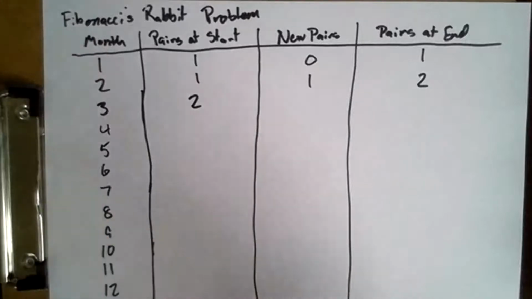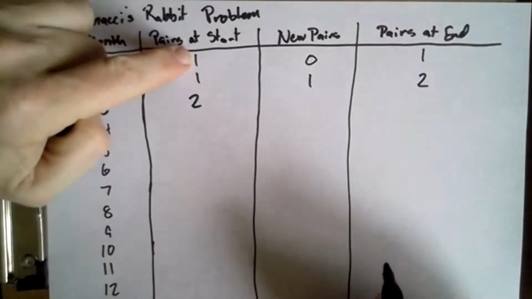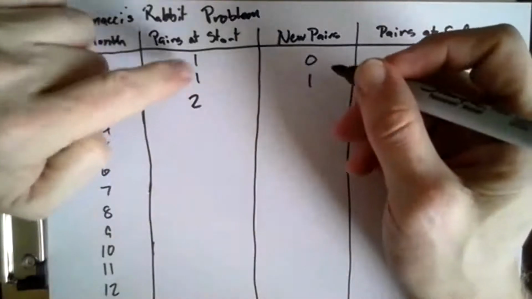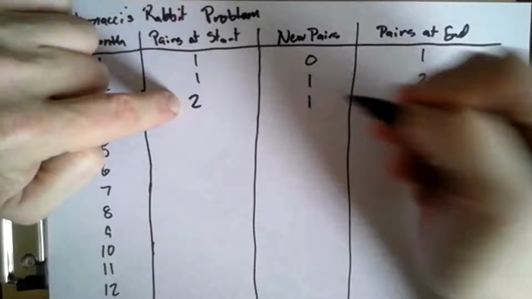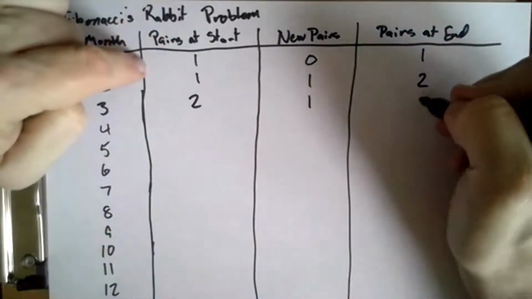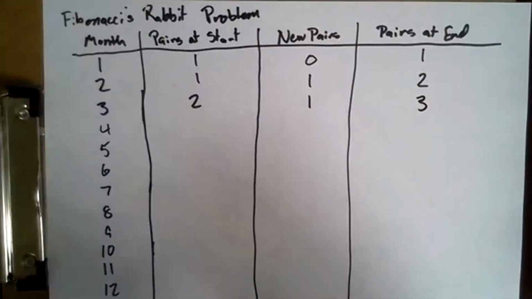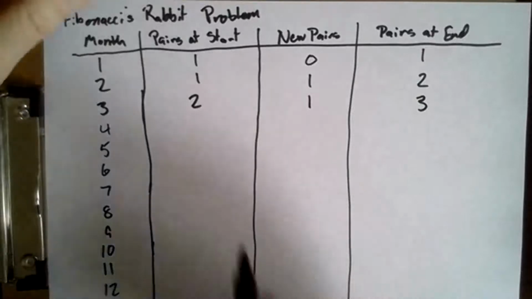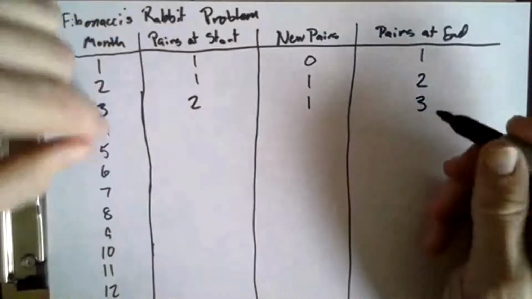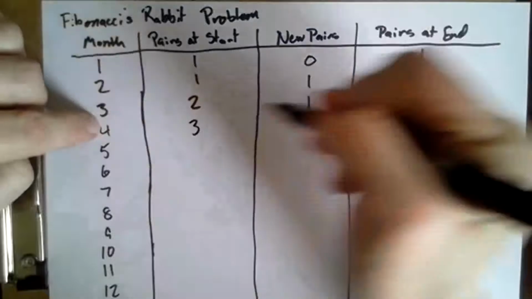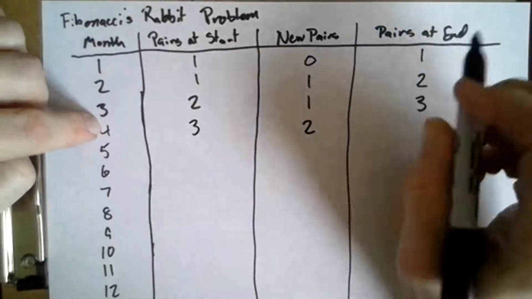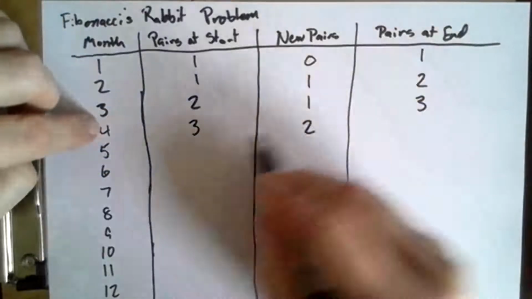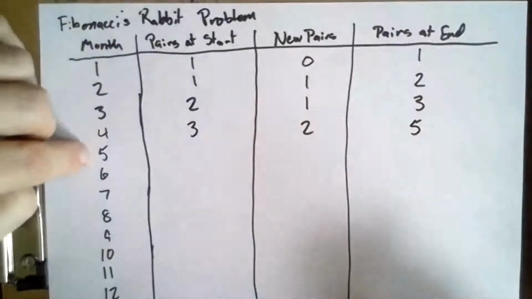In the third month, the first pair of rabbits reproduces again, but the second pair hasn't been there a full month yet, so they aren't reproducing yet. So we get one new pair, and we've got a total of 3 pairs of rabbits at the end of the third month. In the fourth month, we start with 3. Now we get 2 new pairs of rabbits. That gives us a total of 5 pairs at the end.